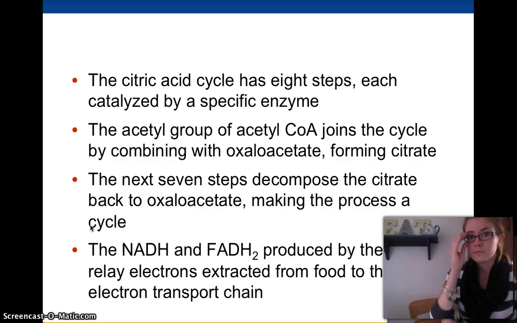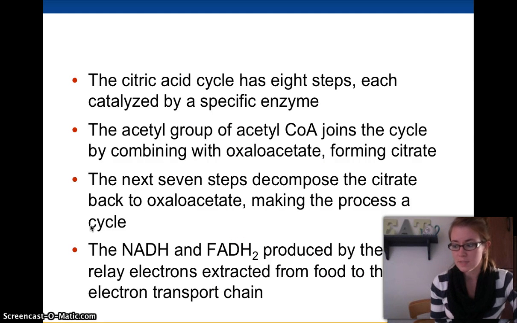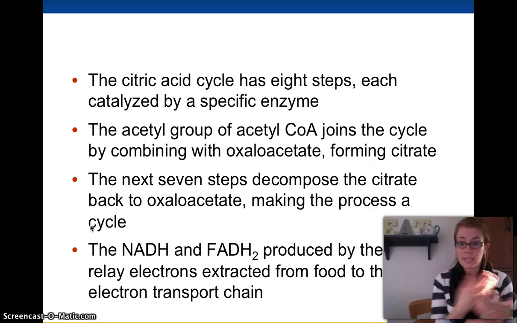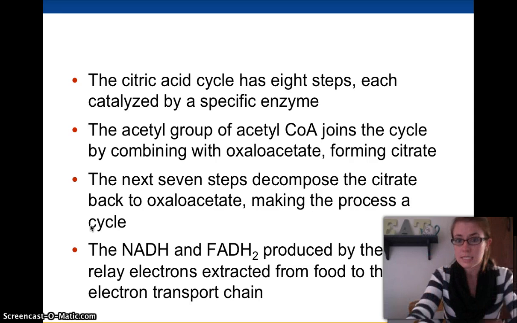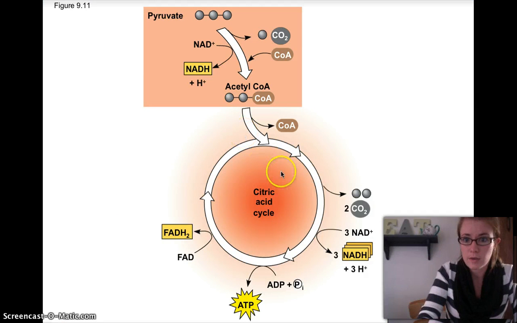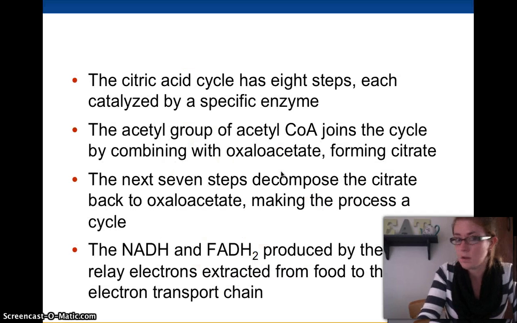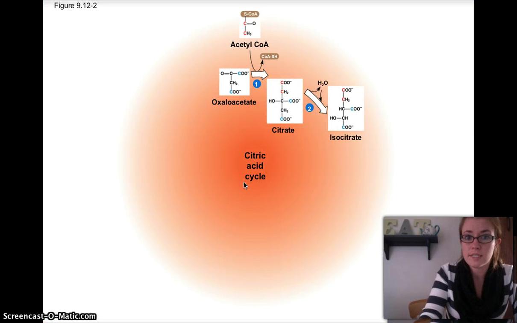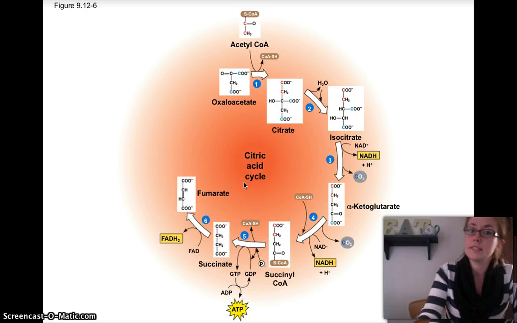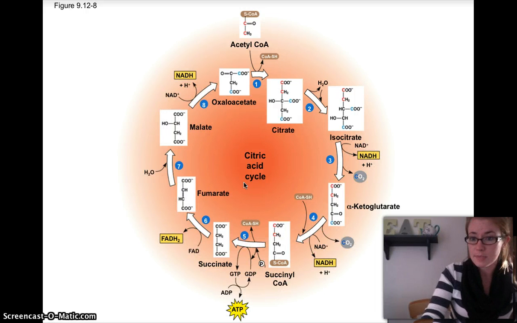Okay, so there's 8 specific steps of the citric acid cycle. You do not need to know them. There's one important thing about the citric acid cycle that you must know, and that is that it is a cycle. So acetyl-CoA goes into the cycle right here. Acetyl-CoA goes in, and it's met by a molecule called oxaloacetate. Okay, and acetyl-CoA binds with, or the acetyl part of it binds with, oxaloacetate. Then it goes through 8 steps.